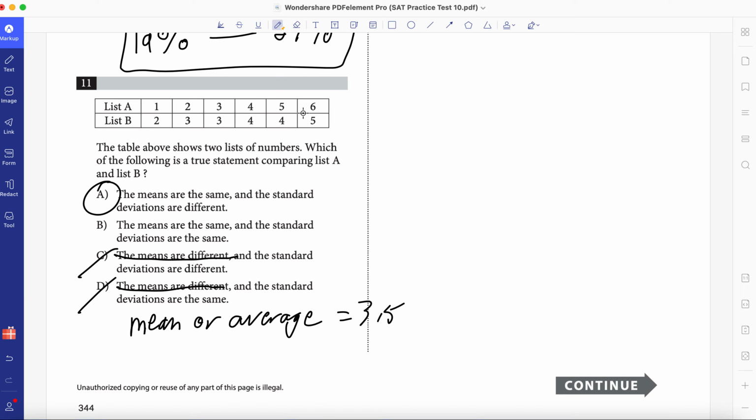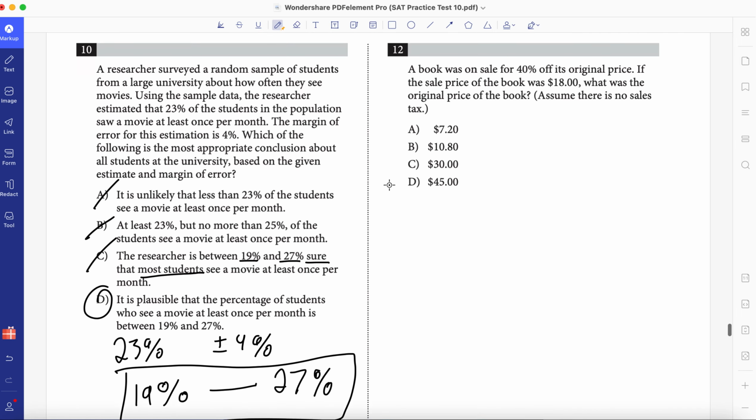So we really don't even have to go through the process of standard deviation, because we know that 1 and 6 are definitely farther than the other values. That seems like a bit of a rushed explanation, but that's basically all you need to know. Once we find the mean, we eliminate C and D, and then between the standard deviations, the average is 3.5. 6 and 1 are farther away from 3.5 than 2 and 5. So there was no need to really go into the statistics of standard deviation.